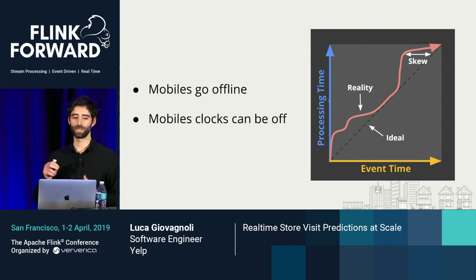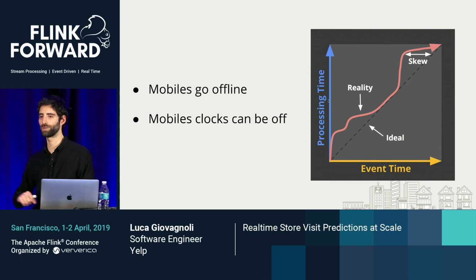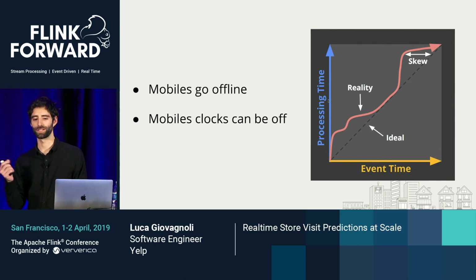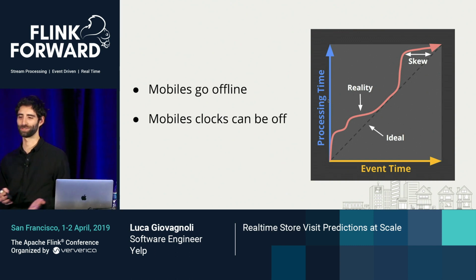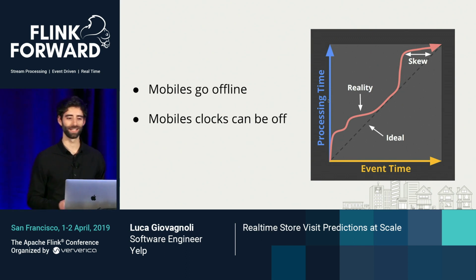And users tweak clocks, or mobiles have wrong clocks, so we can even get data that is 45 years old because the clock is completely off. At this point, you understand we had a lot of data that was really unusable, because you don't want to notify for a visit that happened last week.